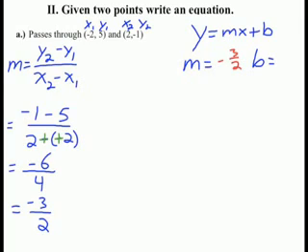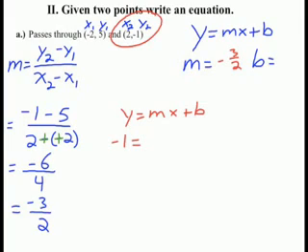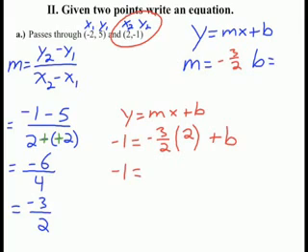Now that we found the slope, we must pick one point to substitute into y equals mx plus b to find the y-intercept, the b. So I will pick (2, -1). It does not matter which point you pick, but I'm picking (2, -1). So y is negative 1 equals the m is negative 3 halves, and the x is 2 plus b. So now solve for b.